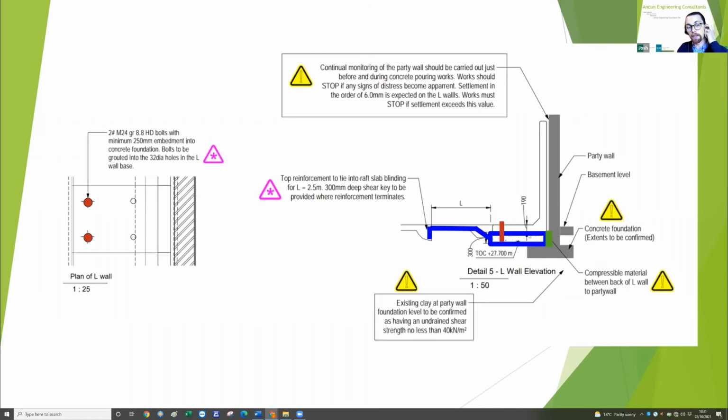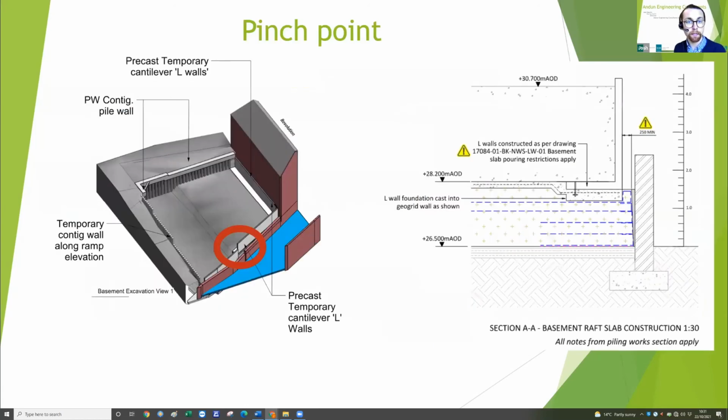Space was really tight on this job because we wanted to fill as much of the basement area as we could with the raft slab, so we could encompass as much of the proposed building envelope as possible. And this solution was essentially used along that whole elevation.